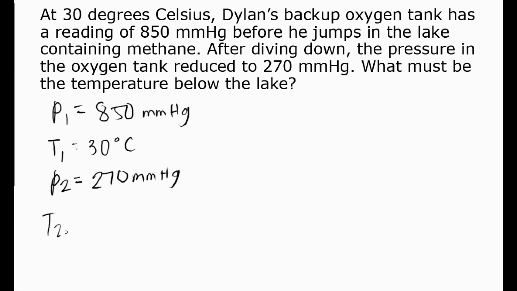So we are required to find the second temperature. And again, always remember to convert the temperatures into Kelvin. So you need to add 273 to it, and we are going to have 303 kelvins. So from the statements above, we can now tell that the law to be used is Gay-Lussac's law.